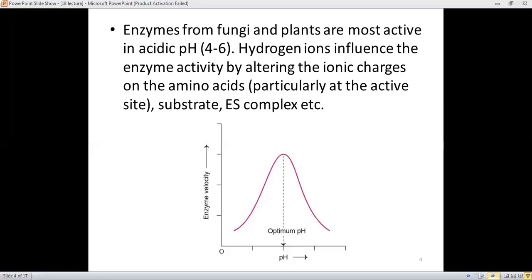And below is the graphical representation of the relationship between the pH and the enzyme velocity, and the bell-shaped curve is obtained, and there is an optimum pH which lies around neutrality, like 6 to 8 pH, where the enzymes show the optimum activity.